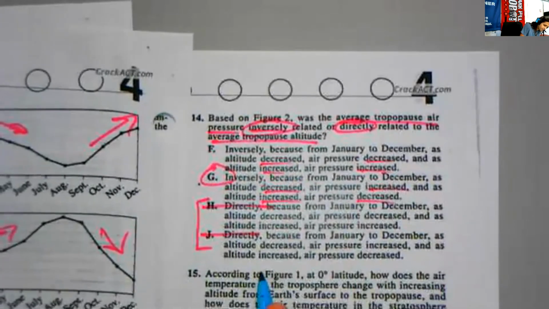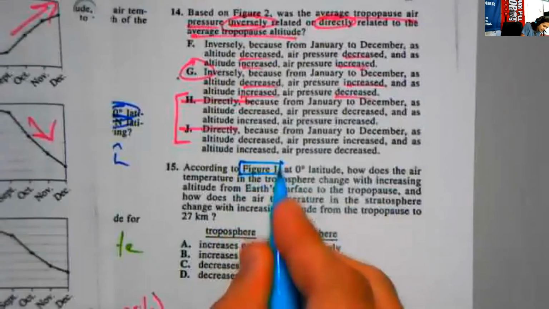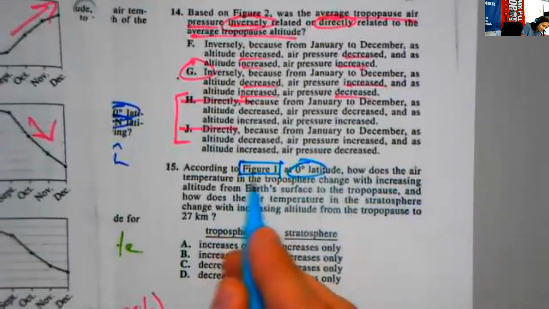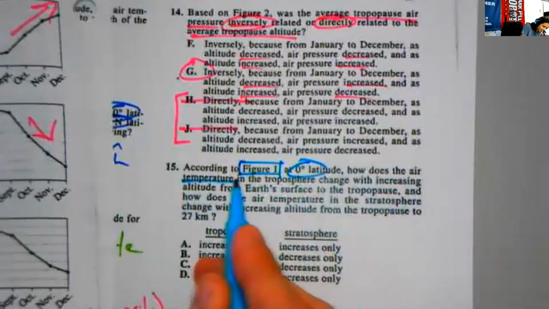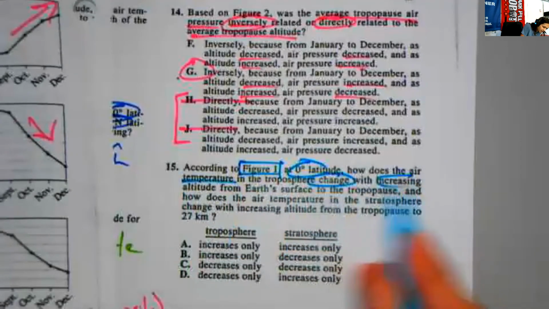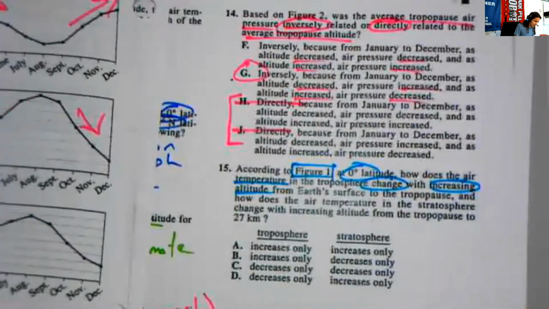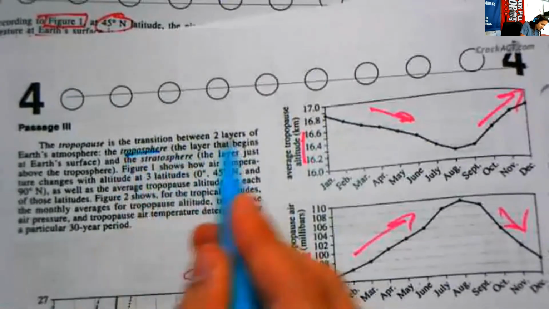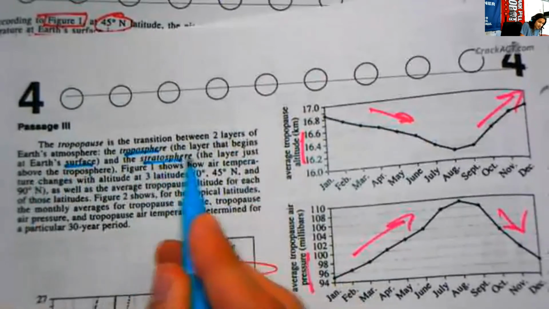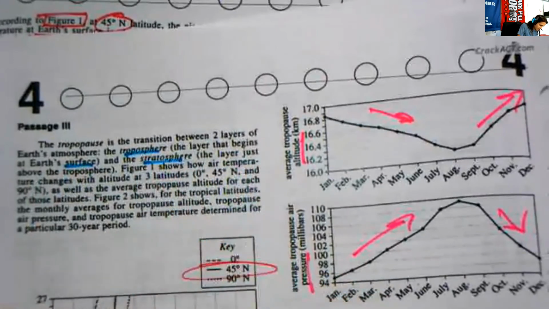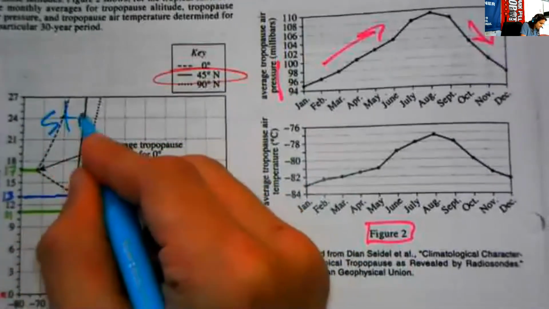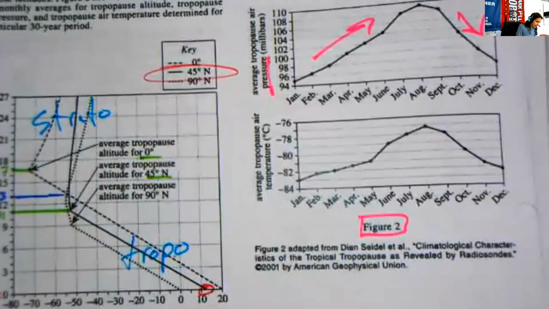According to figure 1, at 0 degrees latitude, how does the air temperature in the troposphere change with increasing altitude? Okay, so what does it do in the troposphere? What does it do in the stratosphere? If you didn't know what troposphere and stratosphere are, troposphere is at the surface, stratosphere is above the troposphere. So here's the tropo down low, strato up high. And what does it do for 0?